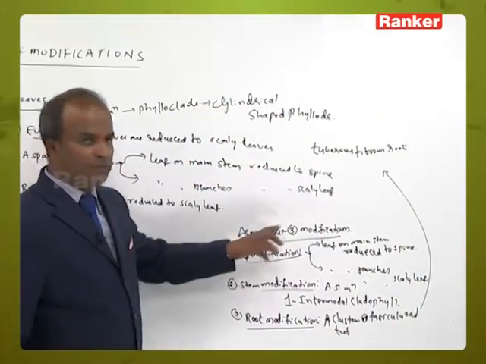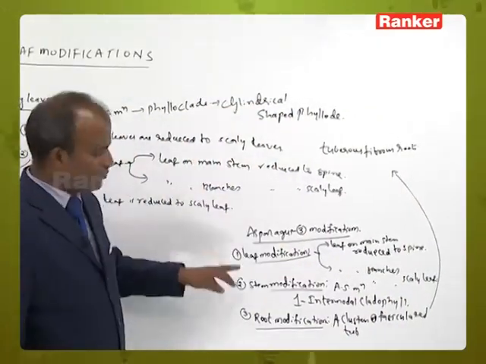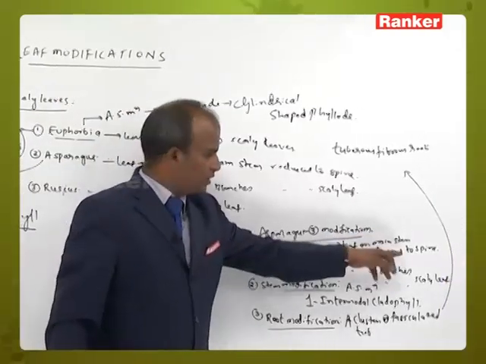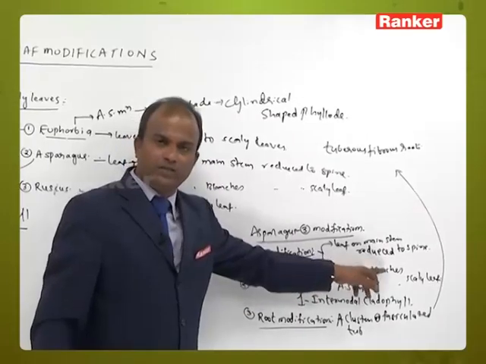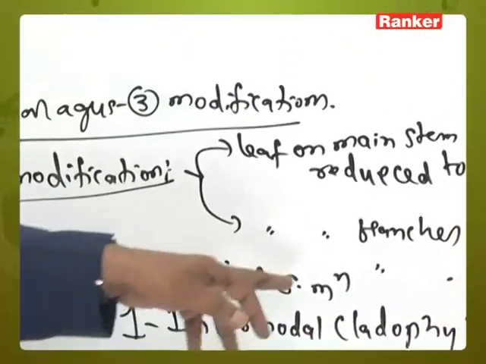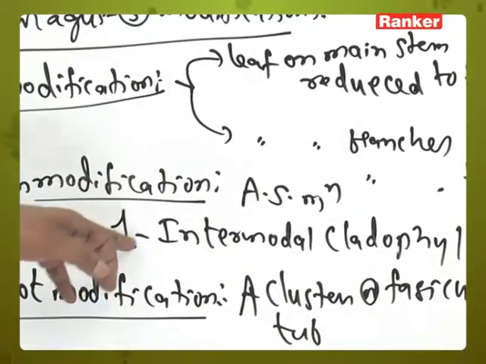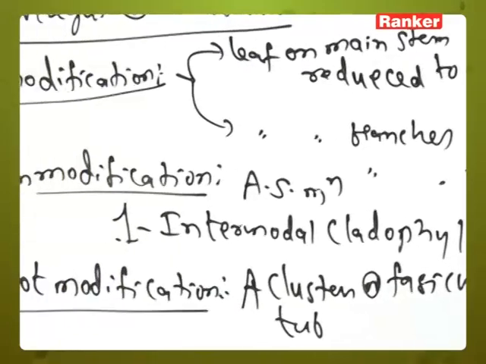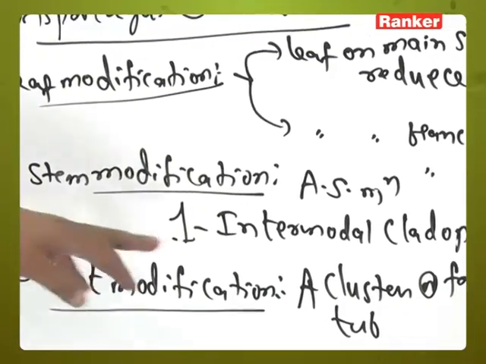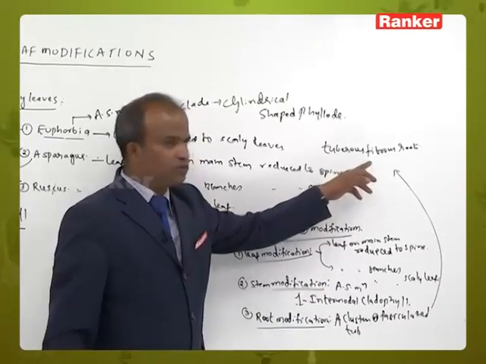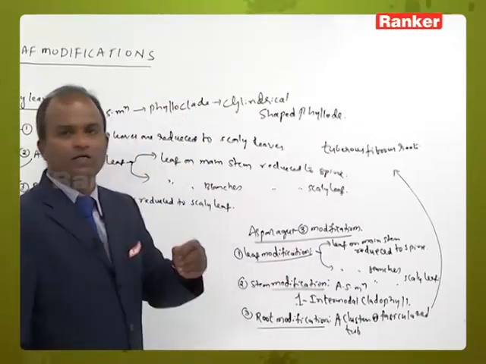That means in asparagus it shows three modifications. What is the first modification? Leaf modification. Leaf on main stem reduced to spine, leaf on branches reduced to scaly leaf. And stem modification, it shows aerial stem modification, one internodal cladophyll. And third is root modification, in which cluster or fasciculated tuberous fibrous roots can be seen.